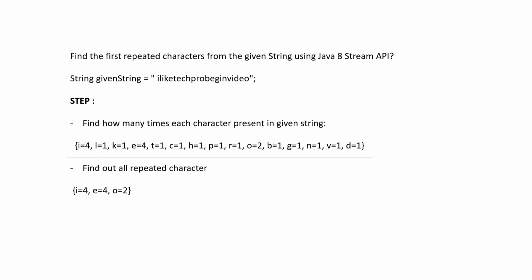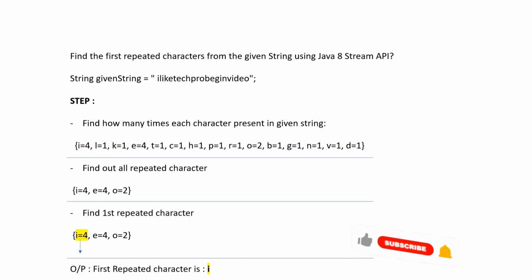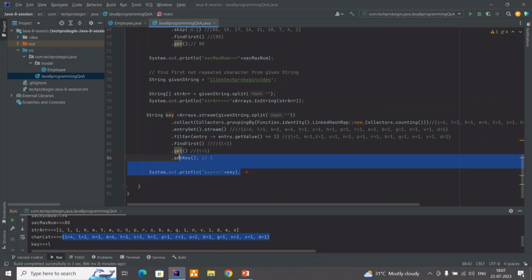So we have filtered out. I is available 4 times, E is available 4 times, O is available 2 times. In the next step we need to find the first repeated character. We maintain the insertion order just like the given string, so from this step we can easily fetch the first character available in the previous list, just like this. So I is the first repeated character we expect in the result. Let's go to IntelliJ and solve this question.